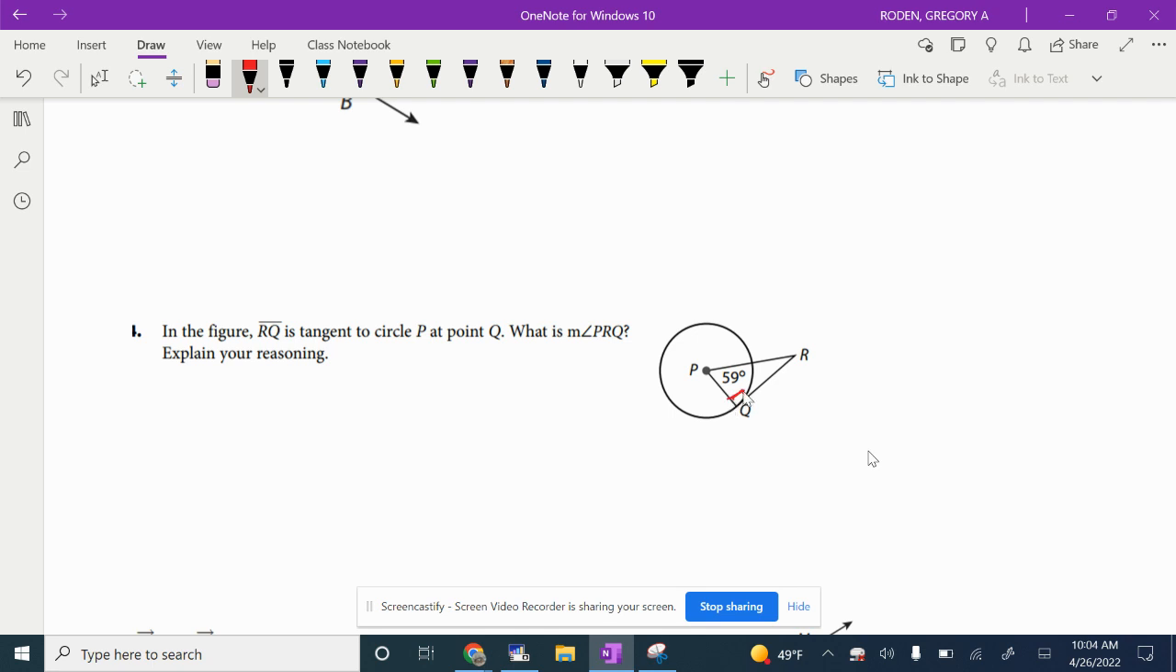When a radius intersects a tangent line, it's always going to intersect at a 90-degree angle. Very good. That's perpendicular. So we've got a right triangle here, right, Martin? So you add 90 and 59 together. That should give you 149. And then you subtract 149 from 180, and you get 31 degrees. So pretty easy problem, right, guys?